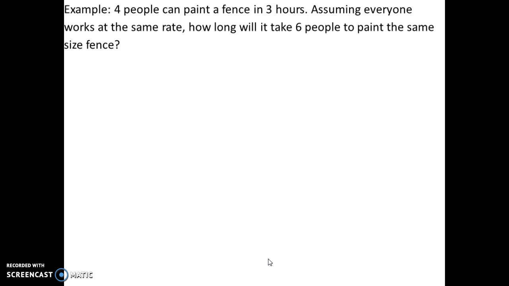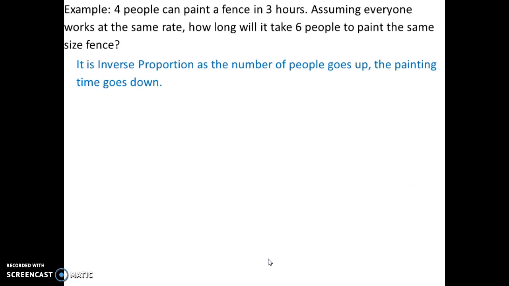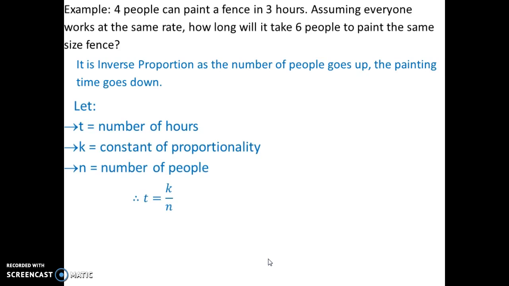If we've got 4 people painting a fence in 3 hours, and let's just assume that everyone's working at the same rate, how long will it take 6 people? So we know the time has to get shorter because there's more people doing the painting. So that's why it's an inverse proportion question. I've just set it up. I've let t equal the number of hours, k is our constant of proportionality, and n is our number of people.